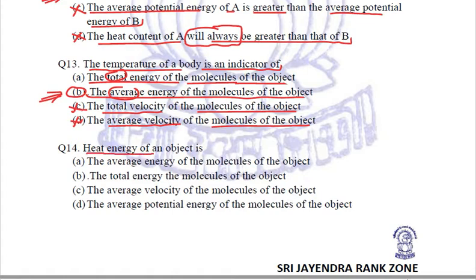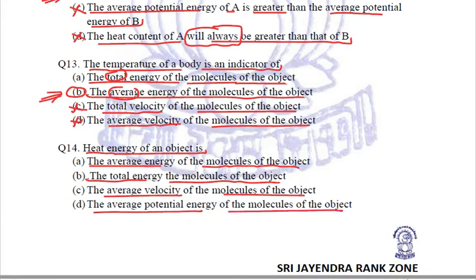Heat energy of an object is. Four options given. Let us go through the options. The average energy of the molecules of the object, or the total energy of the molecules of the object, the average velocity of the molecules of the object, or average potential energy of the molecules of the object. Now it can't be potential energy or the velocity. Once again we are left with average energy or total energy. Now in this case the answer is B, total energy.